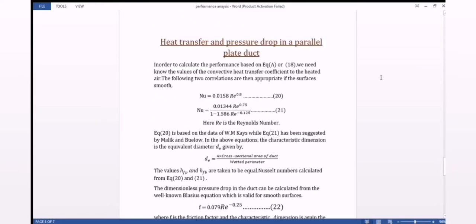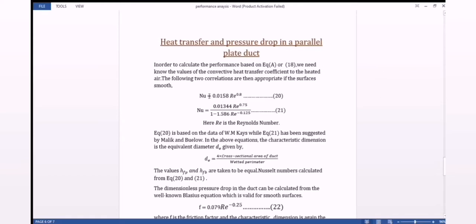Now we are going to discuss heat transfer and pressure drop in a parallel plate duct. In order to calculate the performance based on equation 17 or equation 18, we need to know the value of the convective heat transfer coefficient to the heated air. The situation corresponds to one of turbulent flow with one of the long sides heated and the other insulated. It can be considered to be fully developed if the length to equivalent diameter ratio exceeds a value of about 30. The following two correlations are then appropriate if the surfaces are smooth.